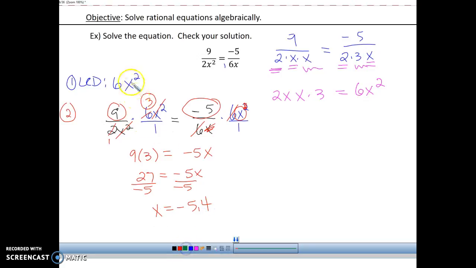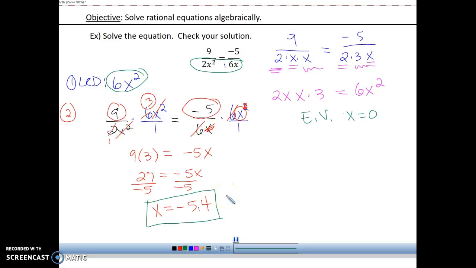Then you need to check for excluded values. So my excluded values, you're checking for when would your denominator be 0. Or you can just look at the LCD. The only time this would be a 0 is if you plug in a 0. So my excluded value is x equals 0. Negative 5.4 does not equal 0, so therefore there is no extraneous solution. So this is the final solution set. That's what you would do for step 5.